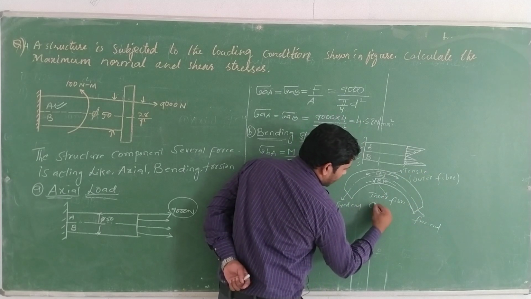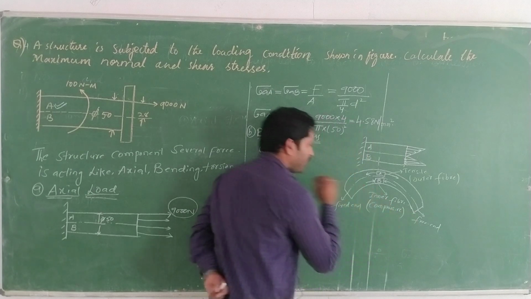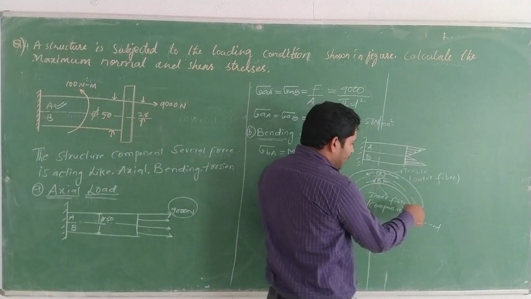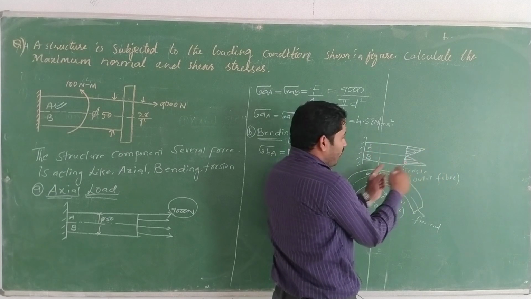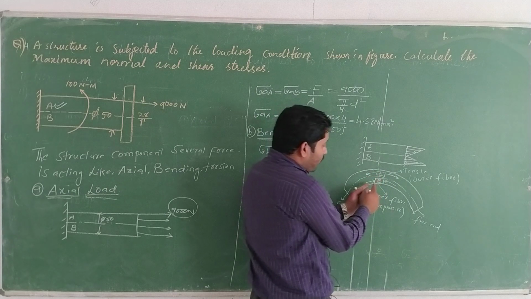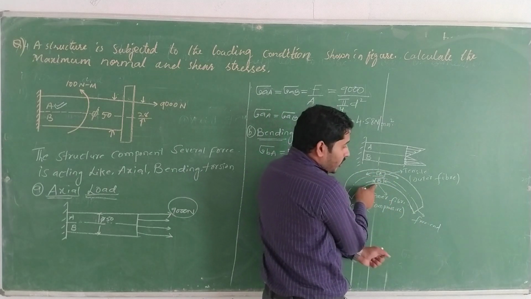So what can we say? Compressive nature. What is the nature here? Let us see. If we apply some amount of bending load, the top becomes expandable. If it expands, what can we say? Tensile force is acting at point B. At point B, which force is acting? Compressive force is acting at point B.